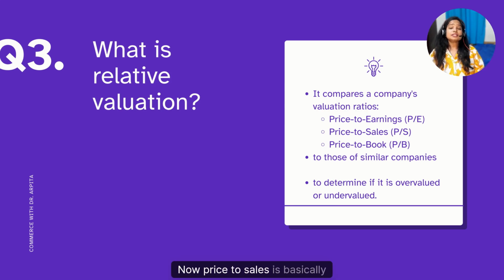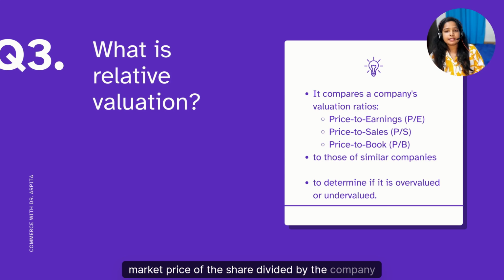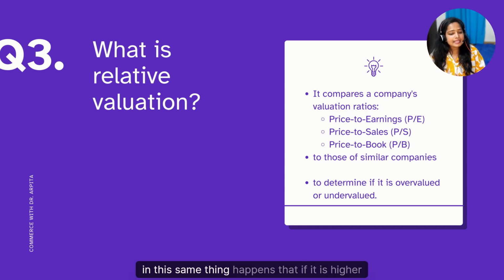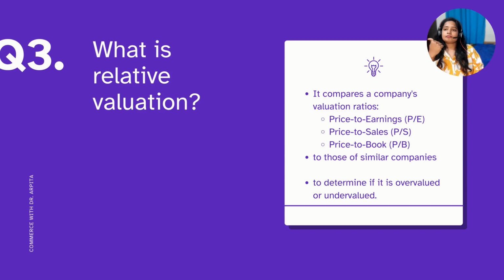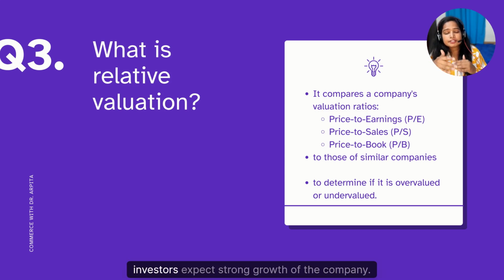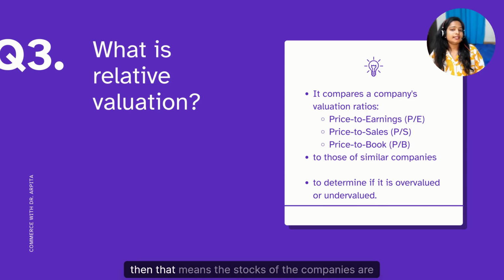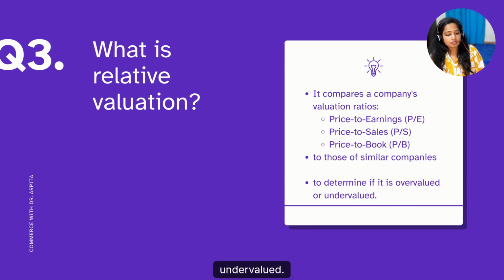Now, price to sales is basically the market price of the share divided by the company's sales per share. That is through the revenues, that is through sales, not earnings. Here the same thing happens: if it is higher, then investors expect strong growth of the company, but if it is low, then the stock of the company is undervalued.